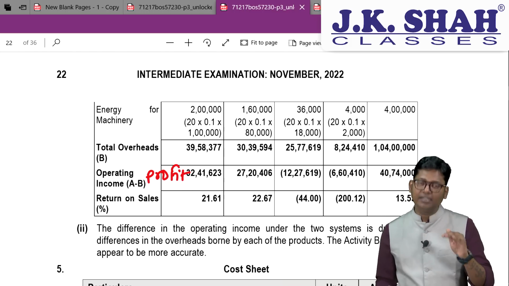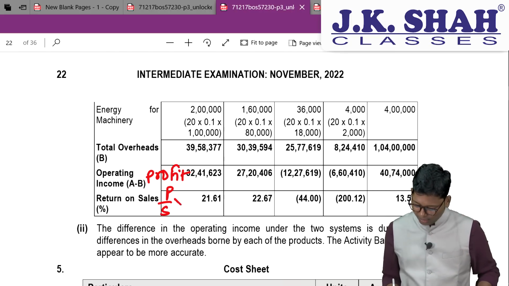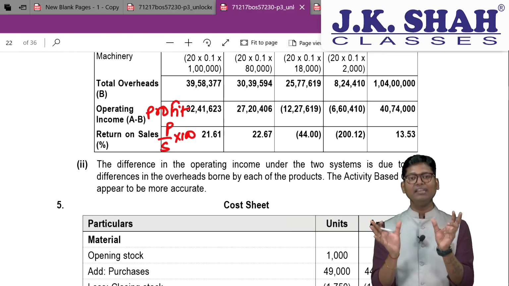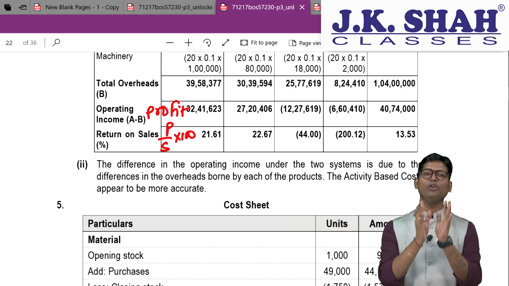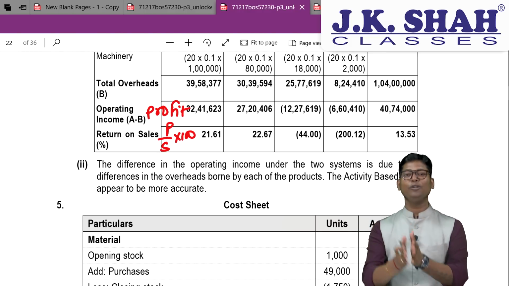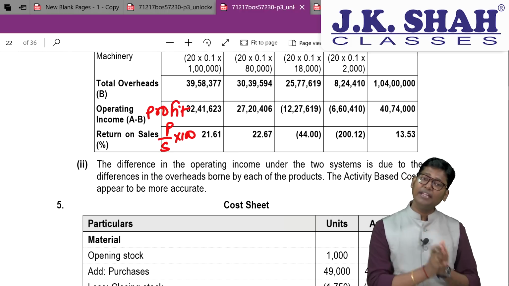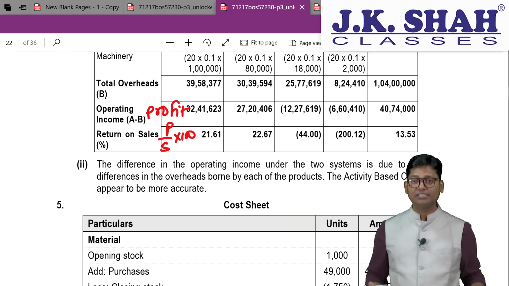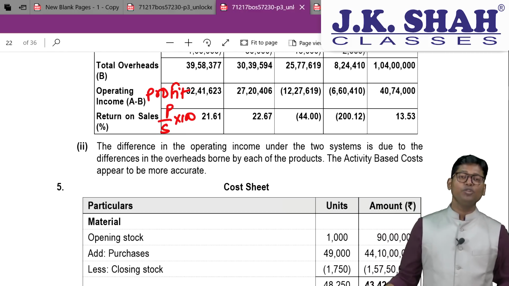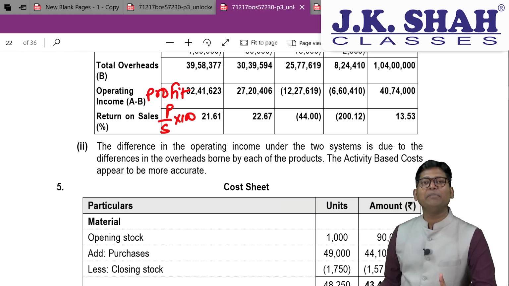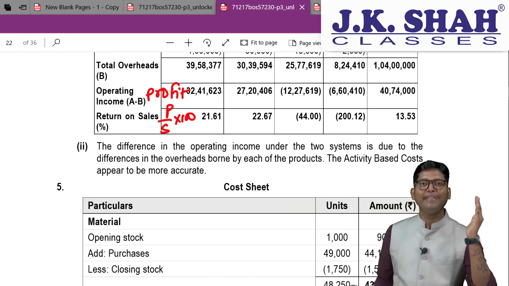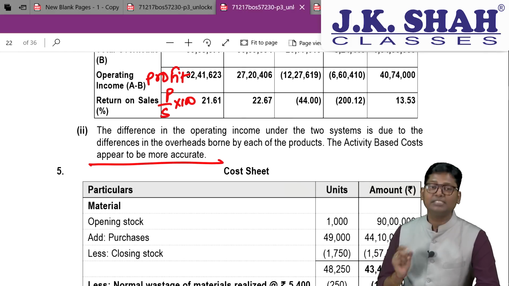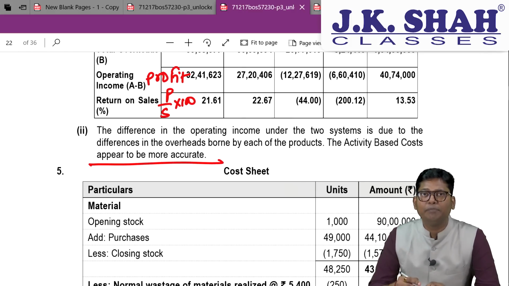Once profit is available, you can correlate this profit with sale. That is, profit divided by sales into 100 will give you return on sale, and this return on sale will clearly show that the first 2 products are giving you profit, whereas the remaining 2 products, which according to the traditional system were the maximum profit giving products, are now showing you losses. Now, if someone asks you which one is the more appropriate method, then as compared to the traditional method, the more appropriate and approachable method is ABC, activity based costing.